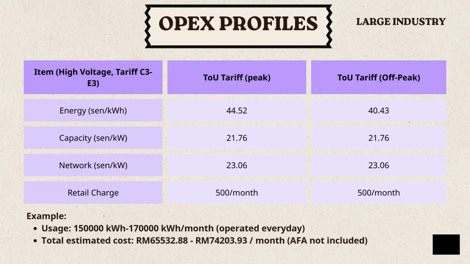So for the retail charge, it's fixed, which is 500 ringgit per month. For example, using a typical large industry consumption of 150,000 to 170,000 kilowatt per month, the estimated monthly electricity cost is from 65,000 ringgit to 74,000 ringgit. This estimation does not include the AFA, which may increase or reduce the bill depending on the monthly fuel adjustment.